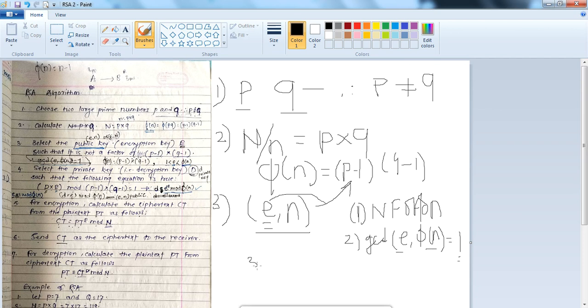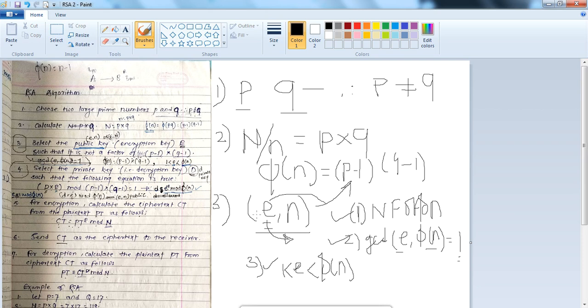One more condition is that e is greater than 1 and less than phi of n. So when we select this small e as an encryption key, the first rule is that it is not a factor of phi of n, then GCD of e and phi of n is 1, and e is greater than 1 and less than phi of n. This is the selection rule for the encryption key.